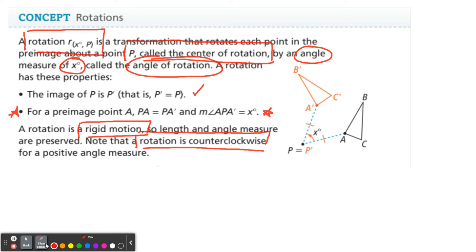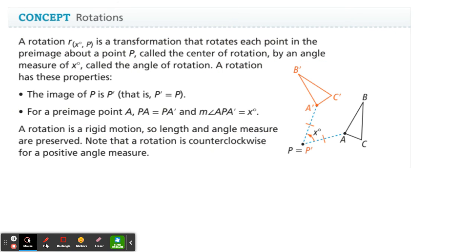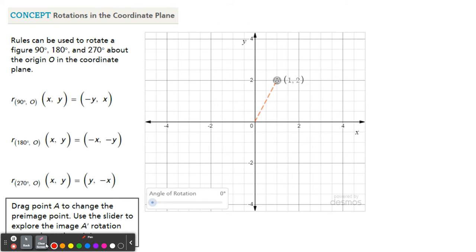So there we go. That's your definition of rotation in general. Now, what about the coordinate plane? Here are some rules involving the coordinate plane and rotations. This is the point A. It's at (1, 2). What happens if we go 90 degrees counterclockwise about the origin?